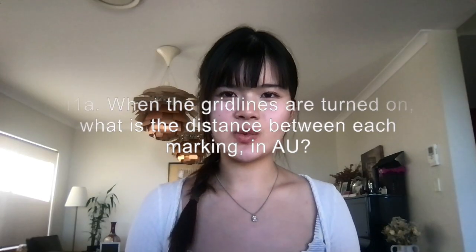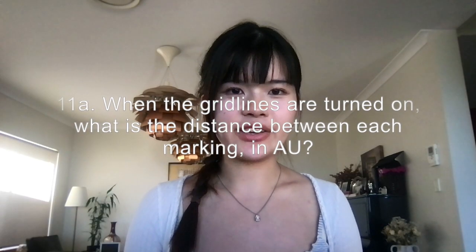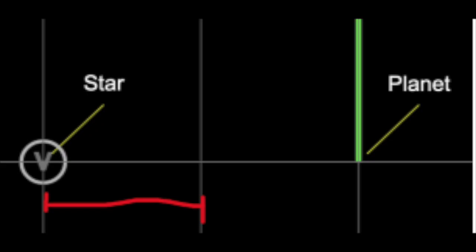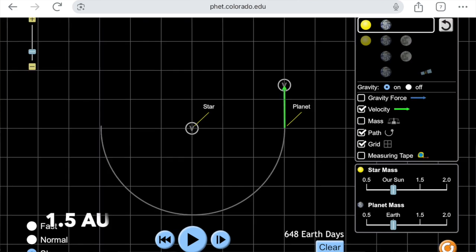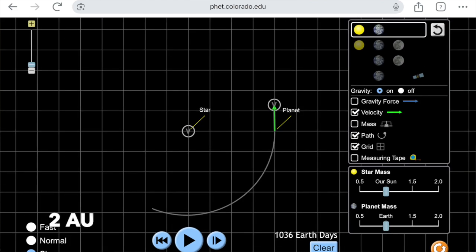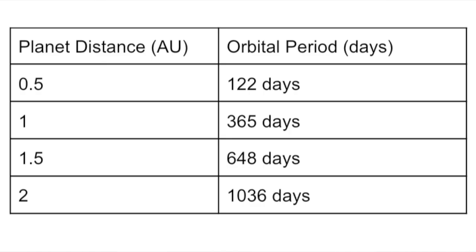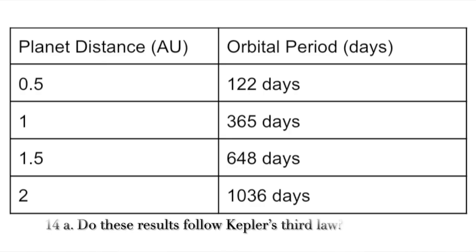What is the distance between each marking in AU? So AU stands for astronomical unit, and it's the distance from the Earth to the Sun. In this simulation, this is 2 grids, so therefore one grid must approximately be 0.5 AU. In questions 12, 13, and 14, we were asked to pick 4 different orbital distances and then adjust the velocity to make each orbit circular. I've recorded 4 different orbital periods from 0.5 AU up to 2 AU. Do these results follow Kepler's third law?